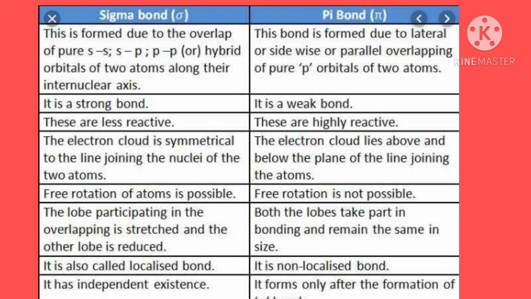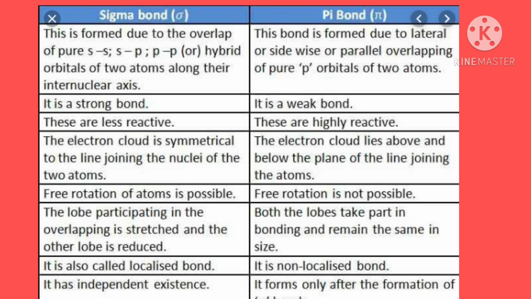And free rotation of the atoms is possible in sigma bonds: the atom can be rotated freely on its axis. But free rotation is not possible in pi bonds, because they are overlapped sidewise. A sigma bond is called a localized bond, so it is fixed and localized, while a pi bond is called a non-localized bond. A sigma bond has independent existence. It can form on its own.